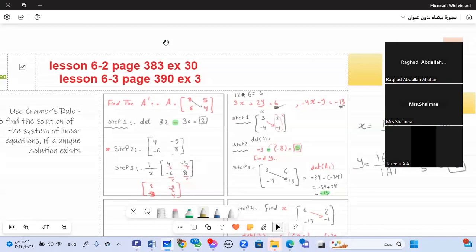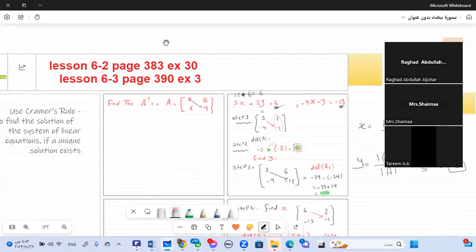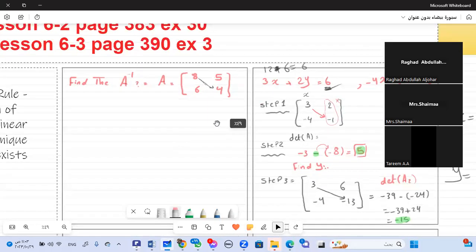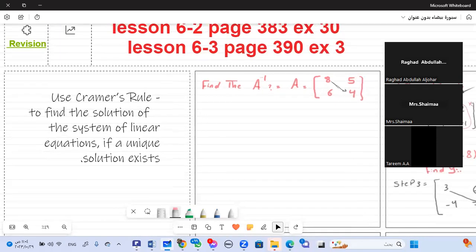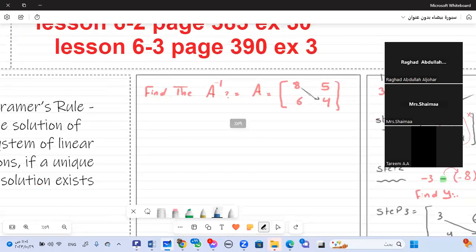Okay, I will solve with you now about the inverse. I want to ask you how you can find the inverse. If we have this matrix, how can you find its inverse? Who can remember step number 1? Step 1 to find the inverse.